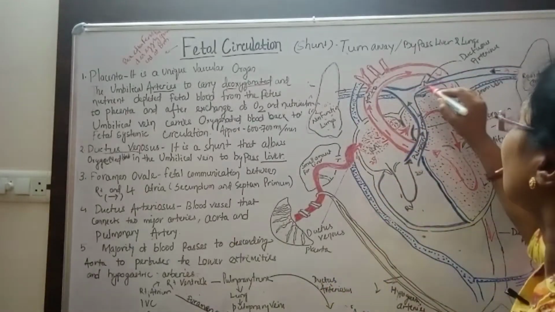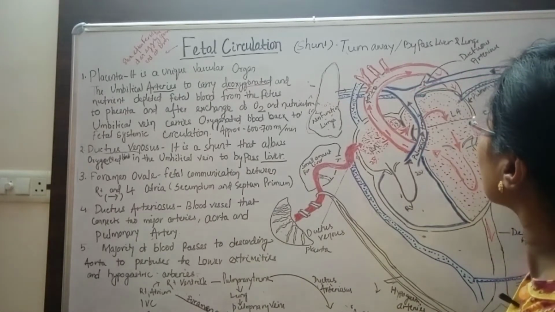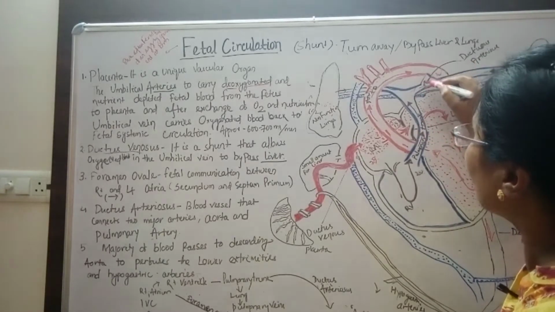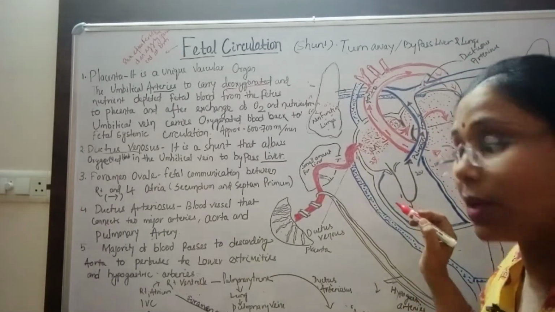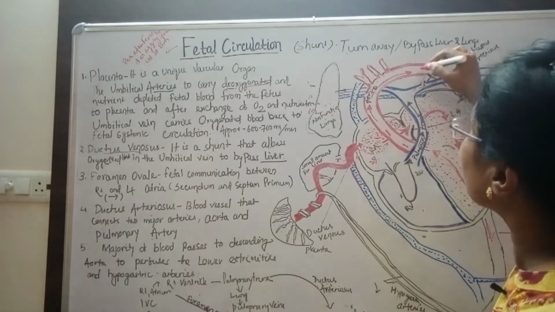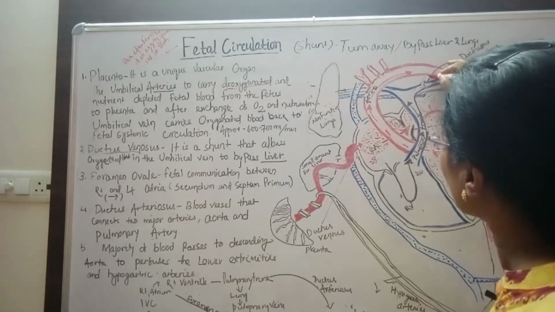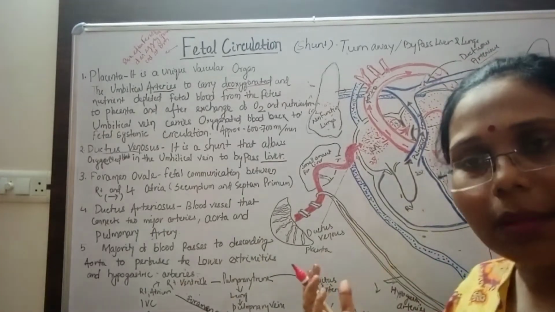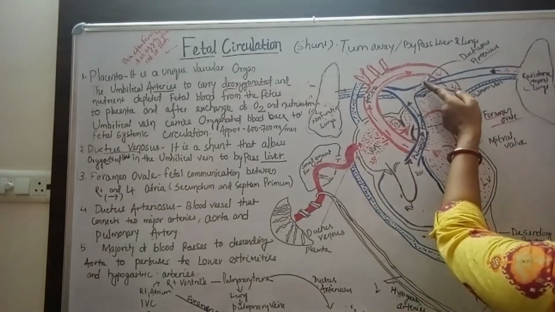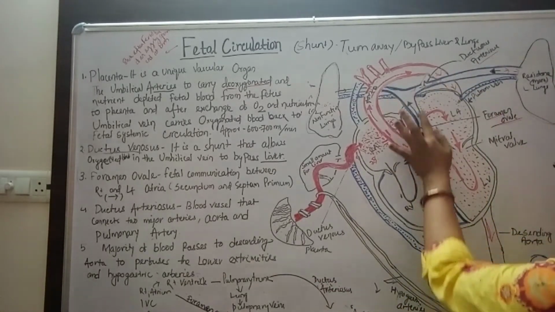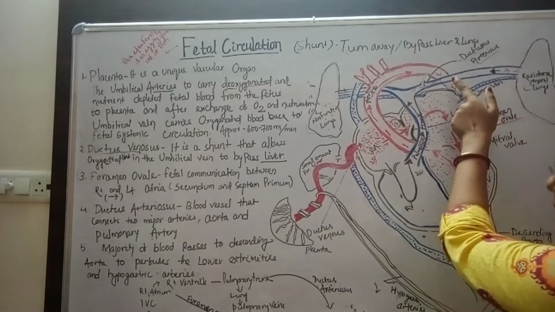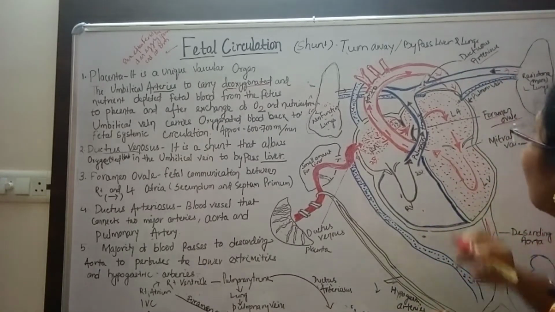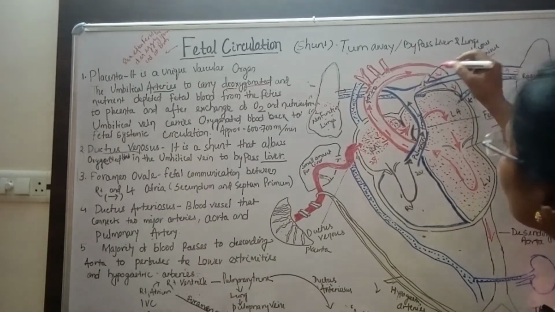Like that, due to the constant resistance pressure from the lungs, the blood moves through a vessel, not an opening, through a vessel to the descending aorta. That vessel is called the ductus arteriosus. What is the ductus arteriosus? It is the connection between two arteries: one is the pulmonary artery and the other is the descending aorta. So that connection is named the ductus arteriosus. Then the blood from the ductus arteriosus goes to the descending aorta.